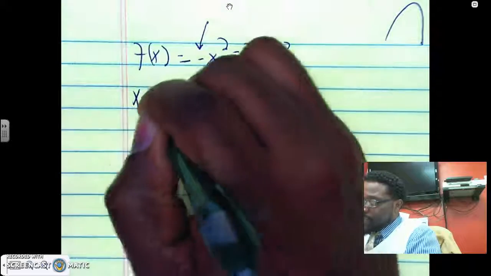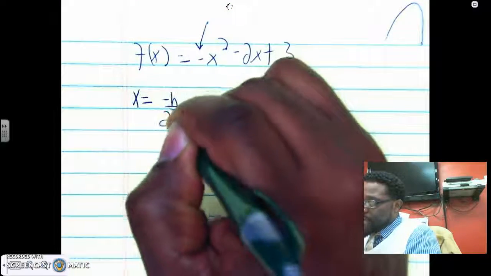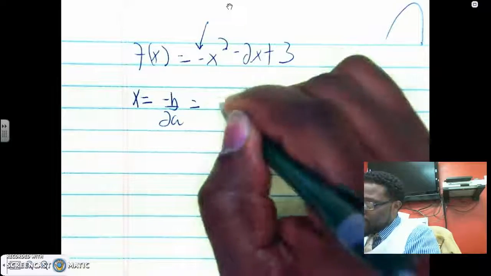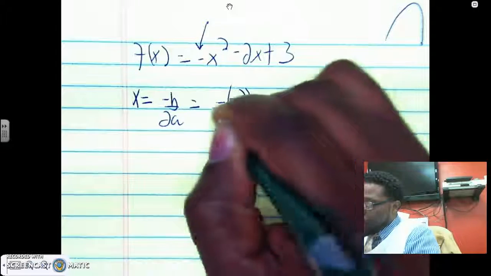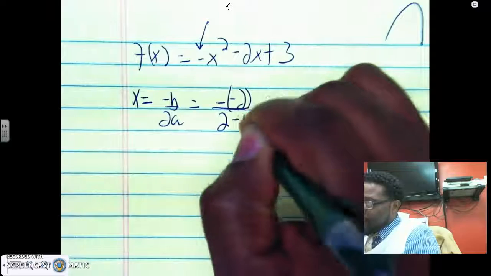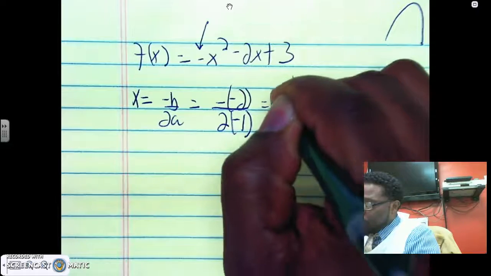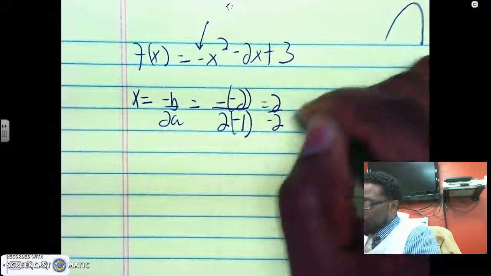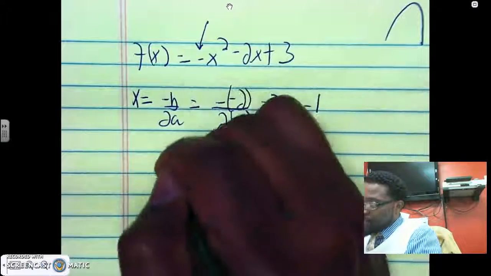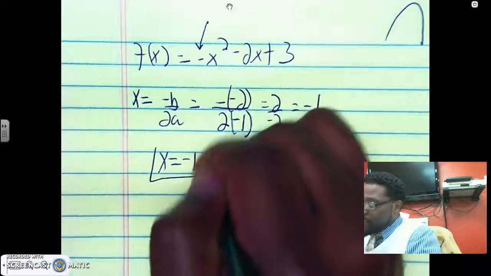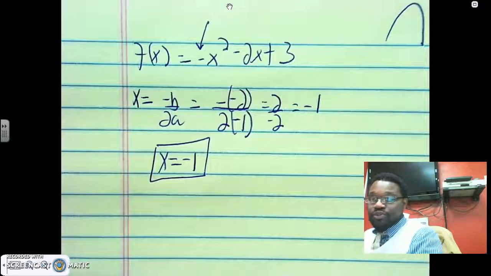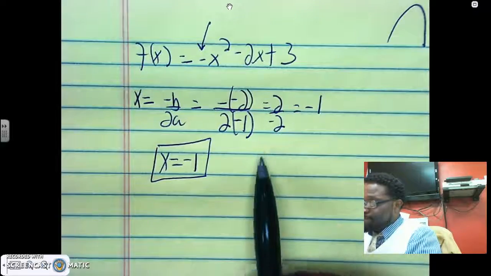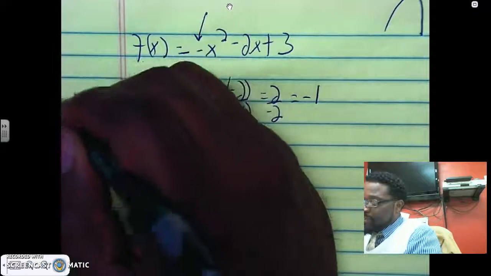Alright, let's find the axis of symmetry. x equals negative b over 2a, which means x equals negative 2 over 2 times negative 1, which is 2 over negative 2, which equals negative 1. So x equals negative 1. Alright, substitution and simplifying.